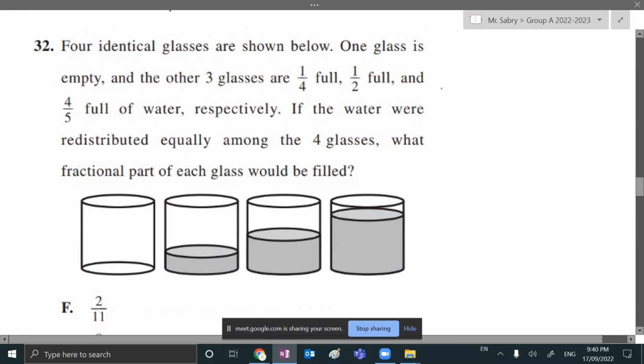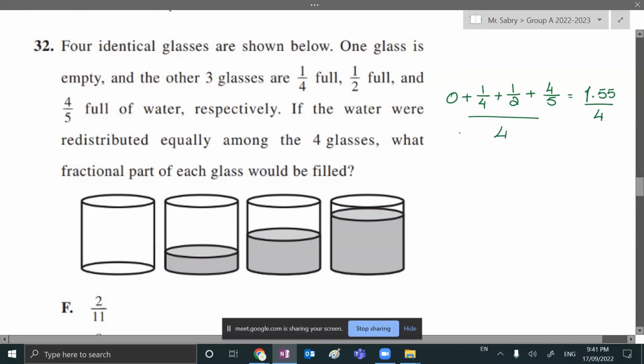So what happens here, since I have 4 glasses, and he wants me to distribute them equally, I must add the amount of water filled in each one. So that is going to be 0 plus 0.25 plus 0.5 plus 0.8. So after I added them, I will get 1.55. Then I divide it by 4. Yes, because there are 4 of them, right? Equally among all of them.